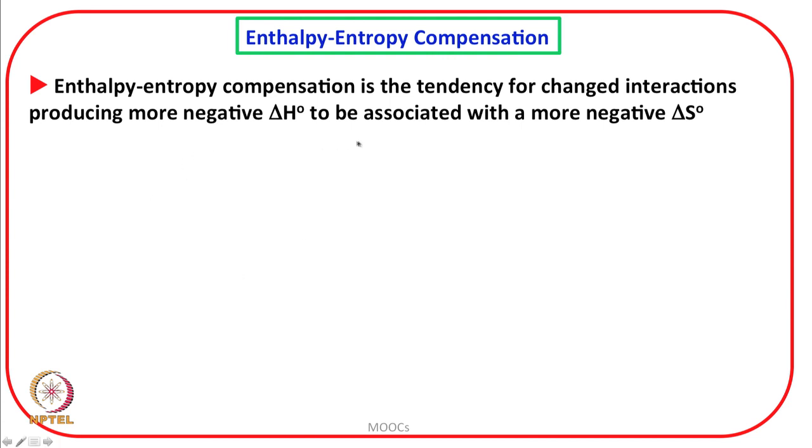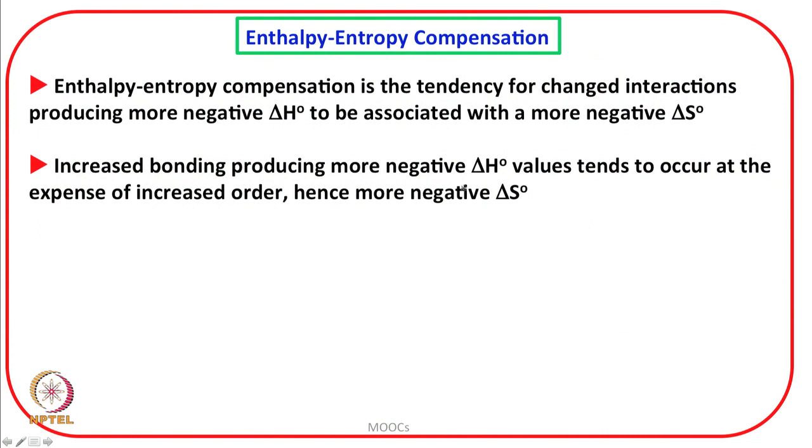Enthalpy entropy compensation is the tendency for changed interaction to produce more negative delta H naught, which can be associated with more negative delta S naught. Usually it is observed that you gain in enthalpy, but you lose in entropy. Let us take a look at the next comment. Increased bonding produces more negative delta H naught values, and these tend to occur at the expense of increased order, hence more negative delta S. So this is the reason for the compensation, because if two molecules interact favorably, delta H naught will be negative, but also there is a loss in entropy.